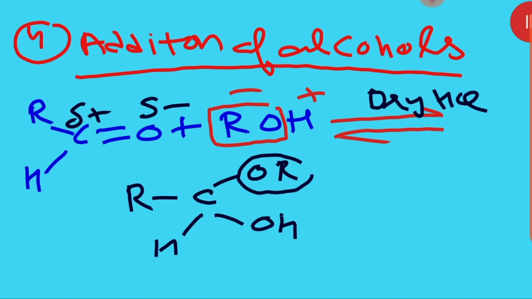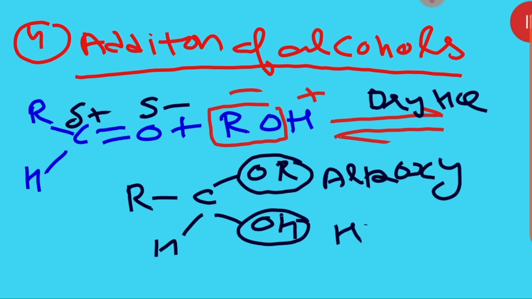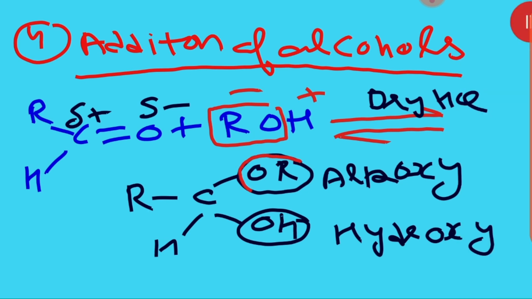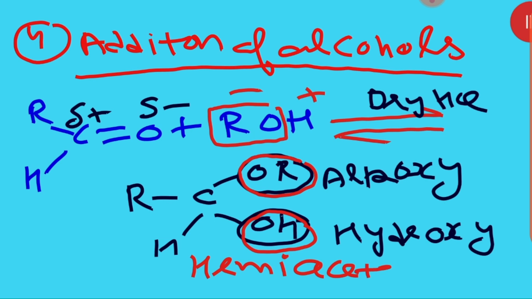Now you see, this OR is called the alkoxy group, and this OH is called hydroxy. Just remember, when one alkoxy and one hydroxy are on the same carbon, it is called a hemiacetal. Just remember this. Okay, students, now we will do its reaction further. This is becoming hemiacetal, and now we take the reaction further.